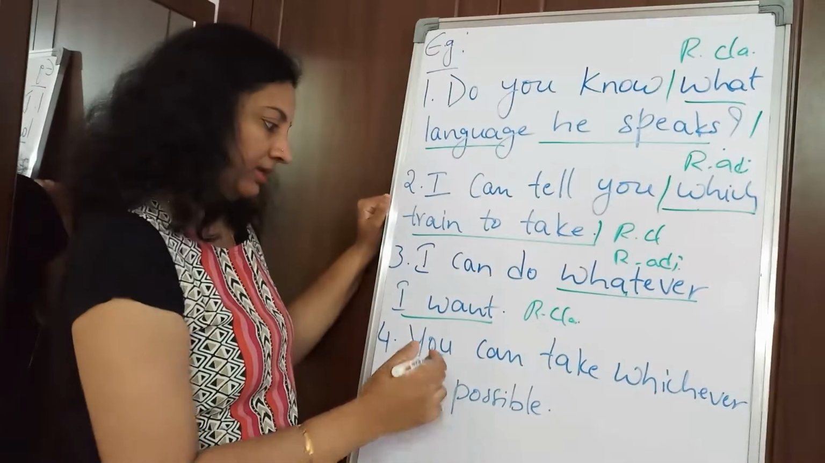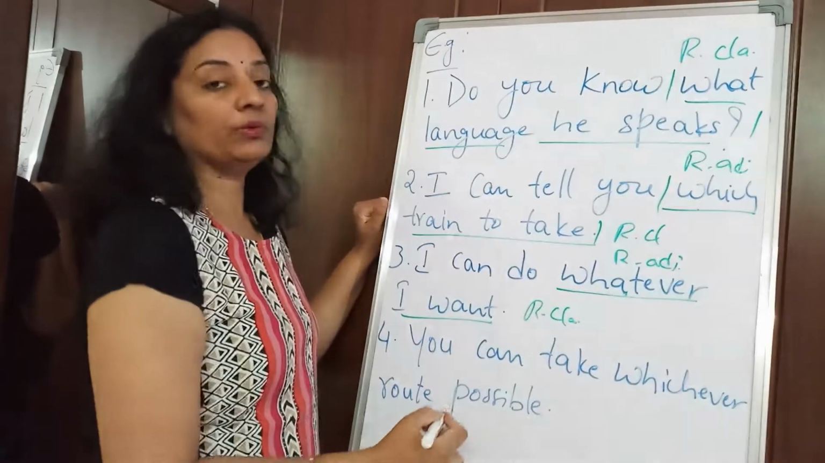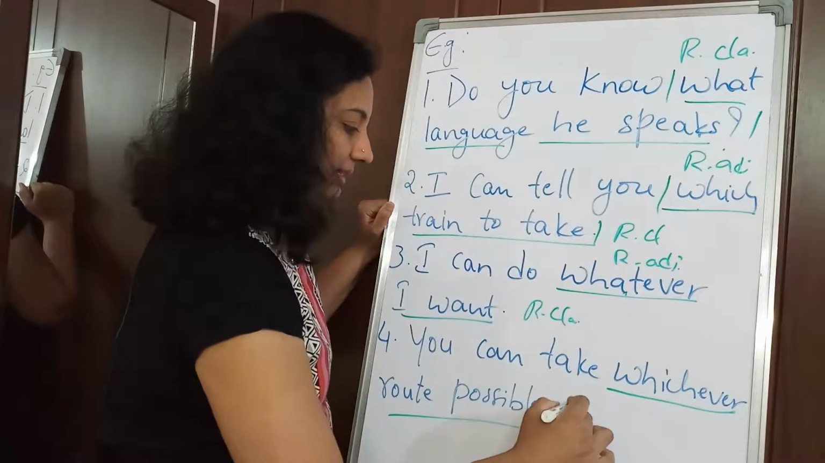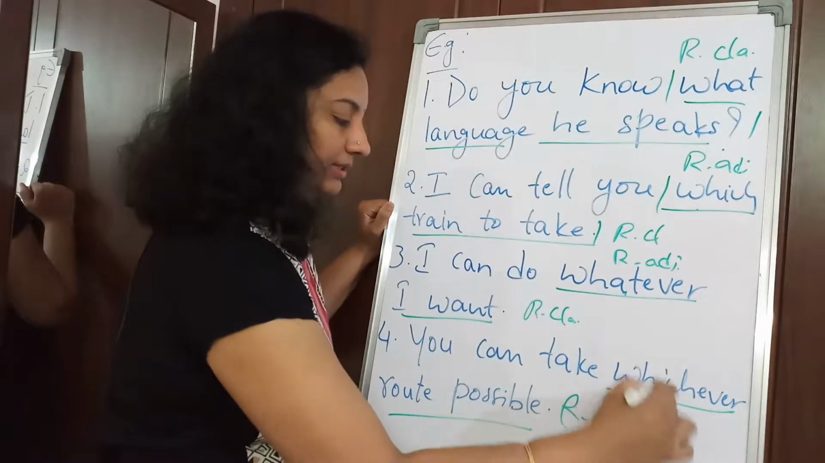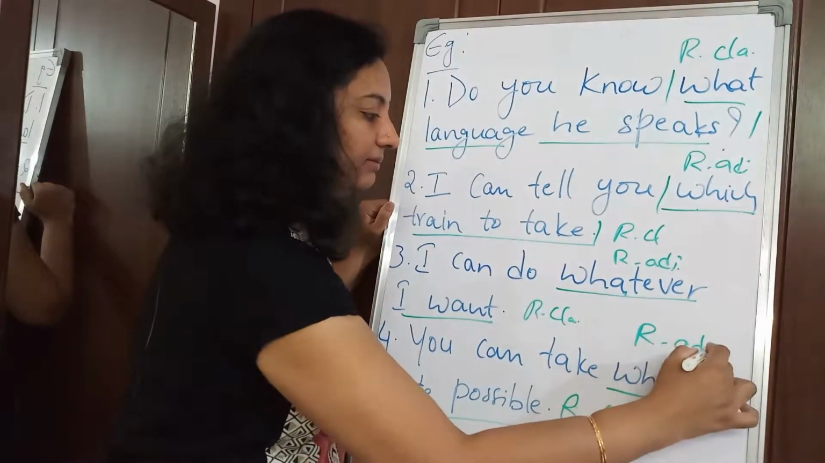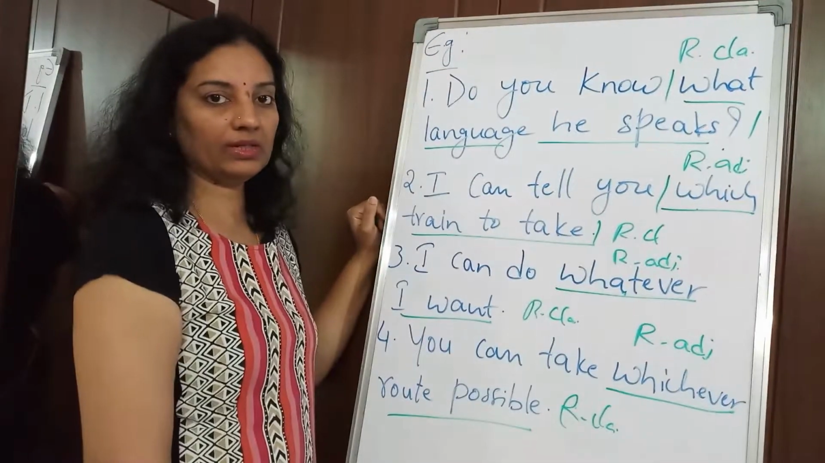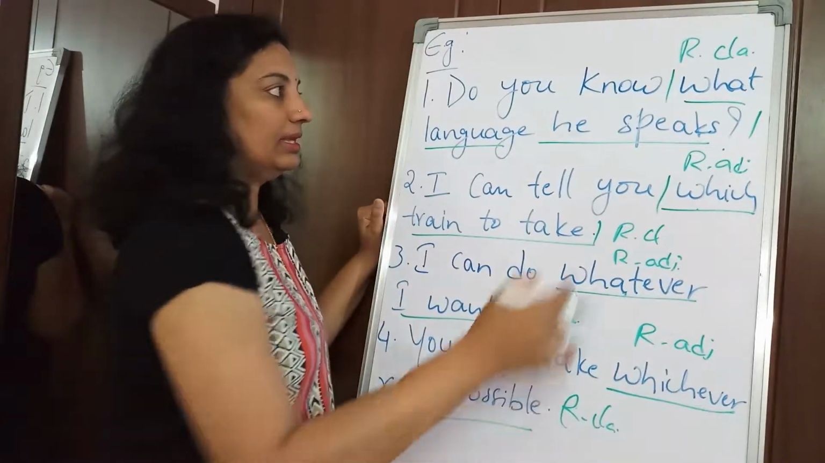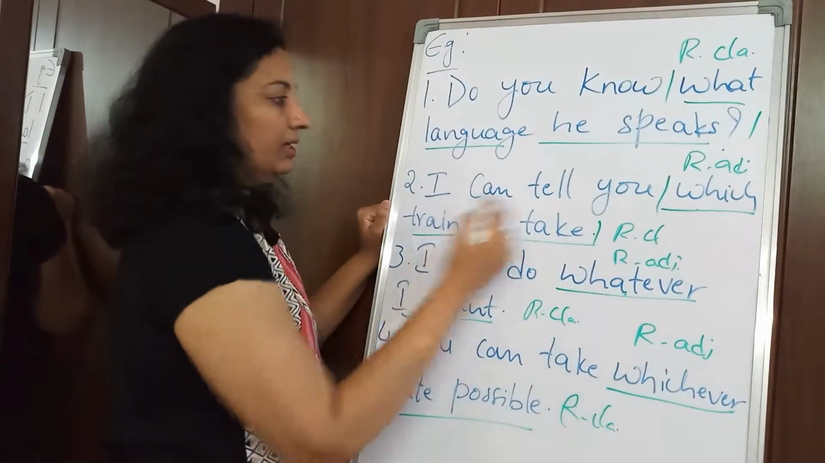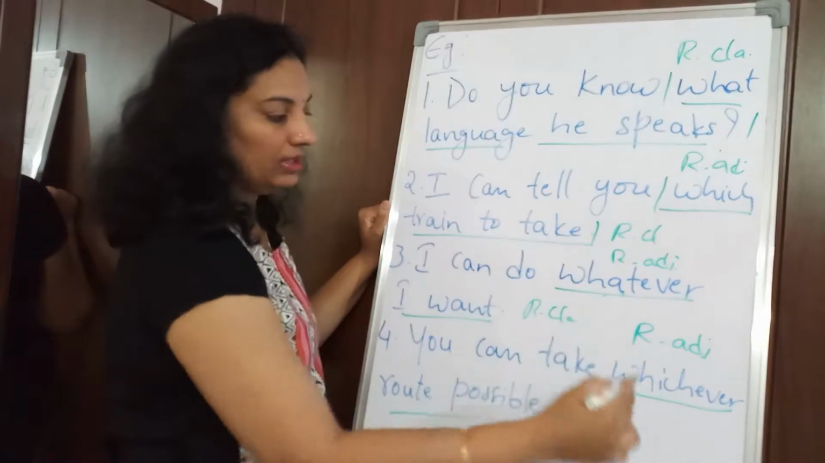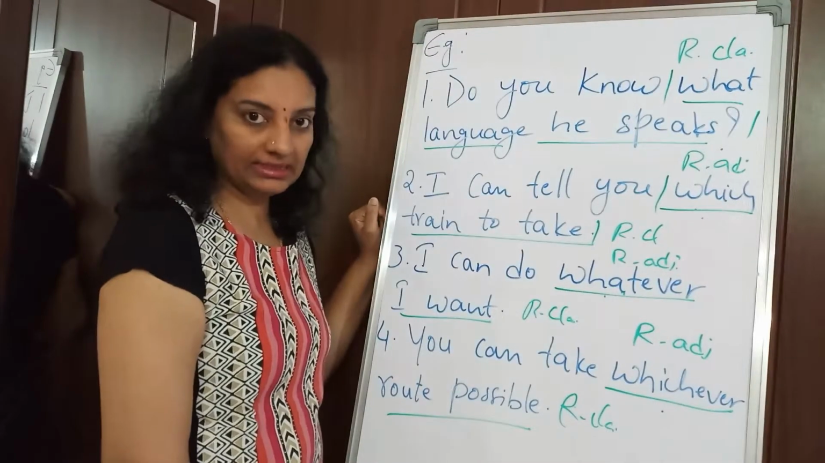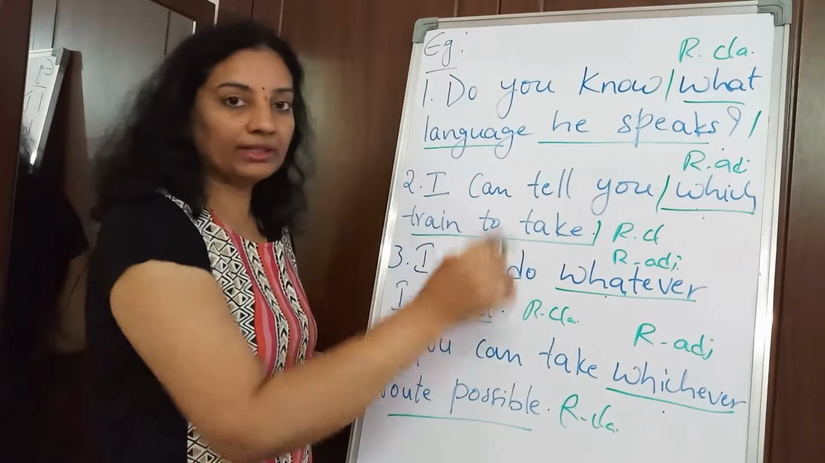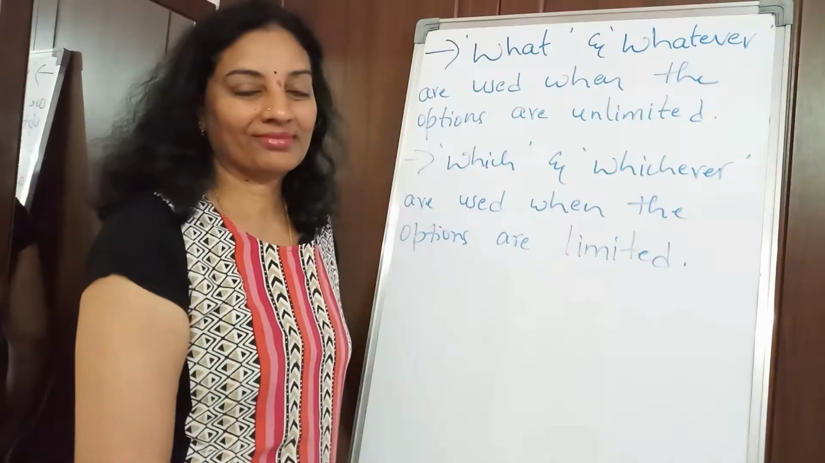adjective. You can take whichever route possible. Whichever route possible. This entire thing is a relative clause. It is introduced with the relative adjective whichever. Only 4 relative adjectives are most commonly used. They are what, which, whatever, whichever. That's it. Now let us talk about the what and which rule once again.